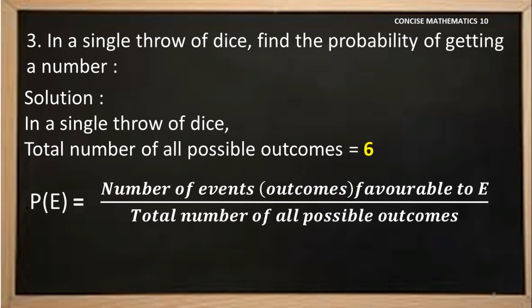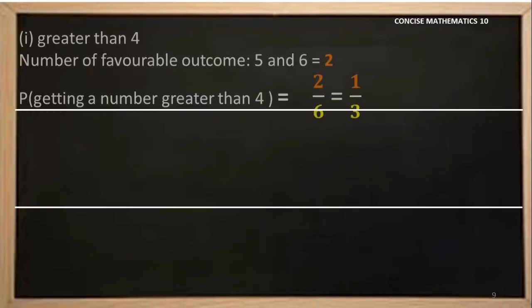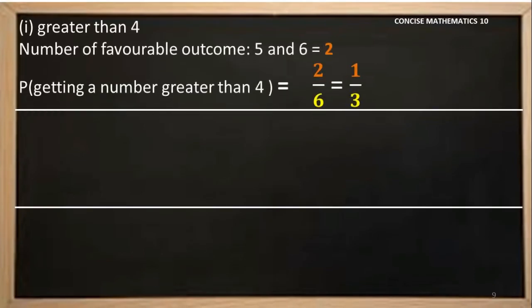Let us move on to the next sub question: greater than 4. What are the possibilities that you can get greater than 4 among the numbers from 1 to 6? It is 5 and 6. That means there is a chance to happen only 2 times. Hence the probability is 2 by 6. The simplified form is 1 by 3.